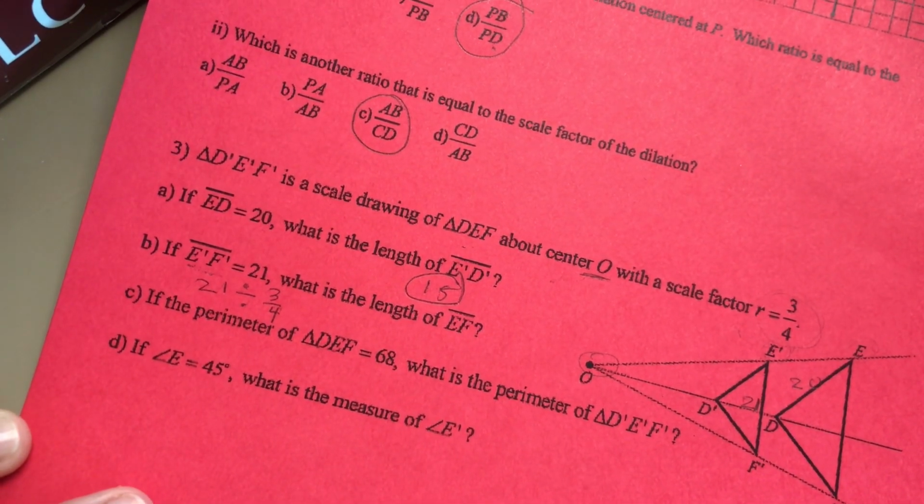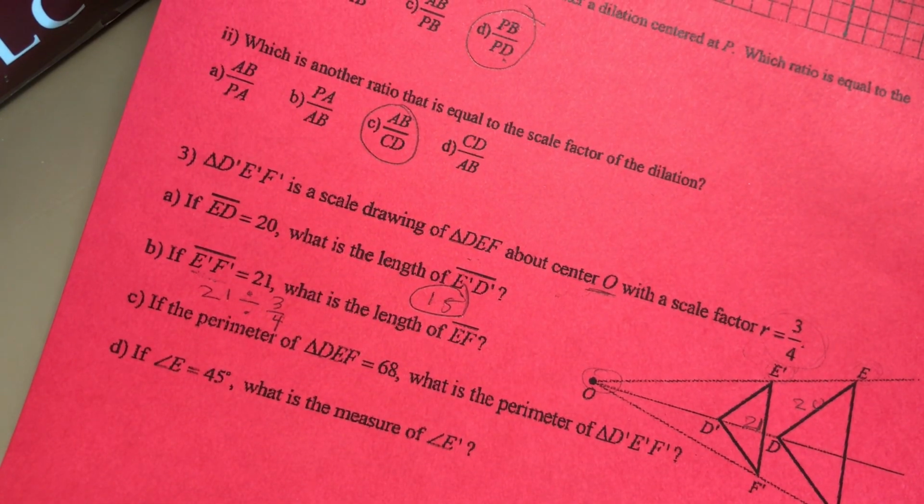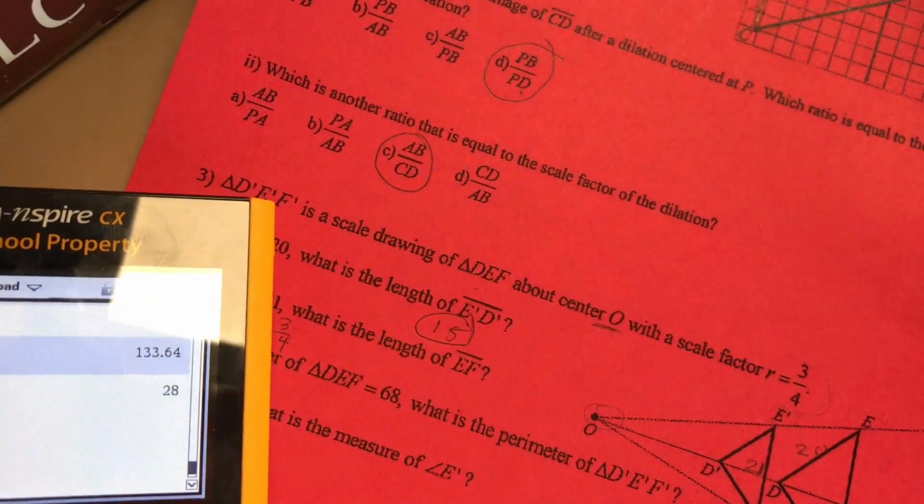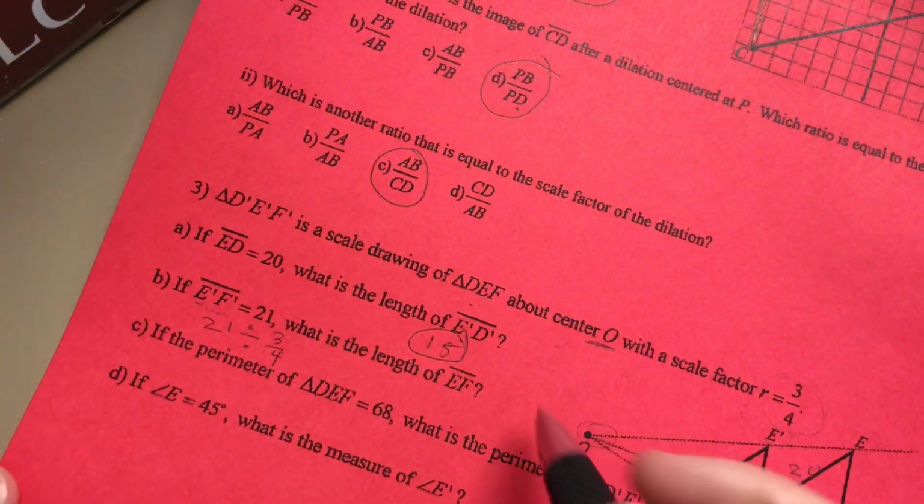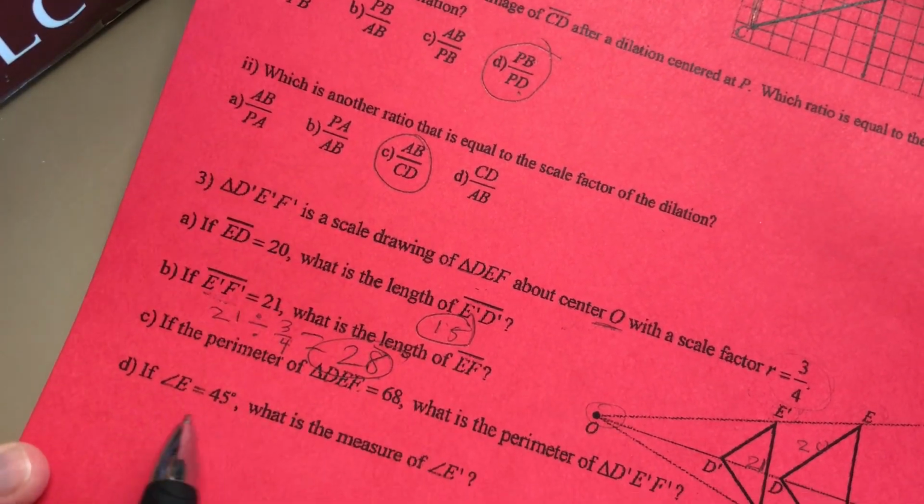So, of course, I don't have my calculator handy. I gave it away. Pausing, sorry. So 21 divided by 3/4 would be the same as multiplying by the reciprocal for the record. But if I just type it in as is, 21 divided by 3/4, I get 28. Okay, so I have 15, I have 28.